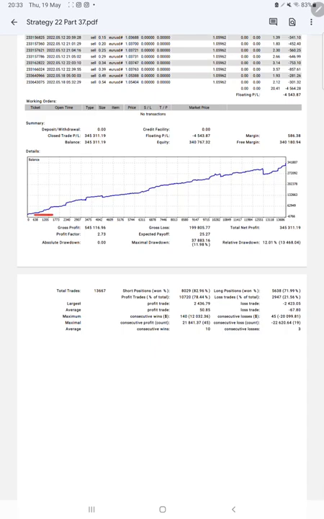After that we will see the trading account statistics from the statement. So here is a graph, constantly it is growing. Profit factor is 2.73. Total number of trades are 13,667. Expected payoff is 25.